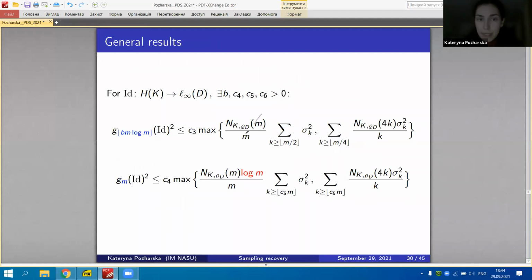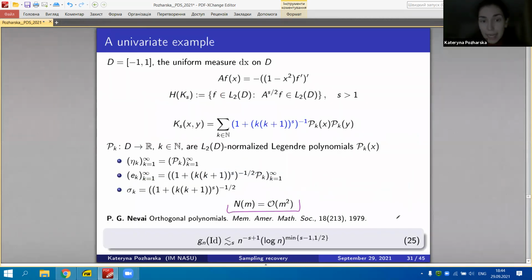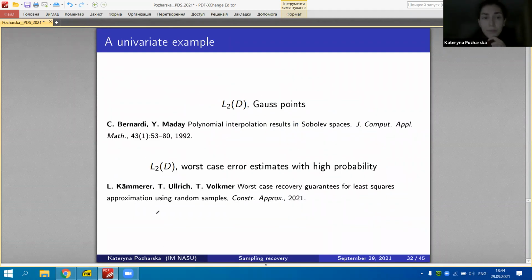So this n of m and m doesn't cancel in this situation. And we have a change under the sum. So we got the estimate 25 for sampling numbers. Just to mention previous results, it's for Gauss points and for random points in L2. For Gauss points, there was a result by Bernardini and Mete. They showed that using Gauss points, one can get n to the minus s multiplied by log n, I think, squared. And this estimate was optimal in the main order, but this power of the logarithm was not optimal.